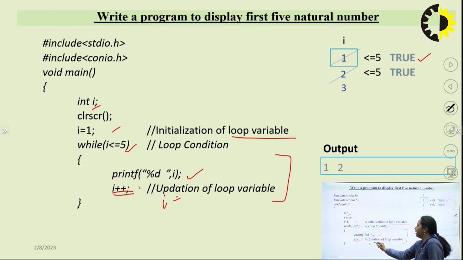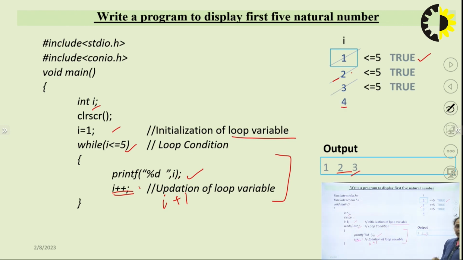What is written? I plus 1. So now the value of I is 2. It is also less than 5. 2 is printed. I is updated by 1. The value of I is 3, which is also less than or equal to 5. That is true. Means 3 will get printed. Next, I plus 1, that is 4. It is also true. So 4 will be printed. After that 5, it is also equal to 5. Means the condition is true. So 5 will get printed.